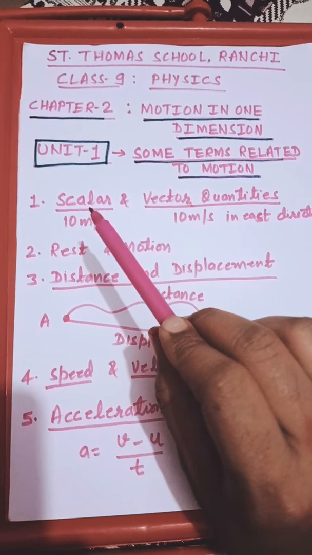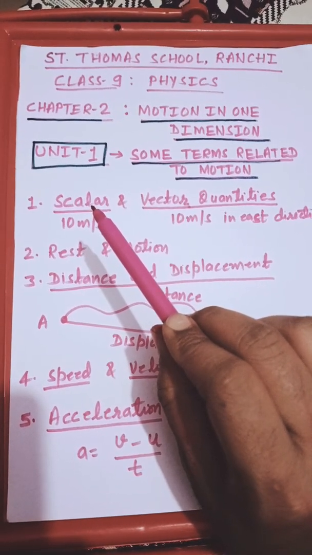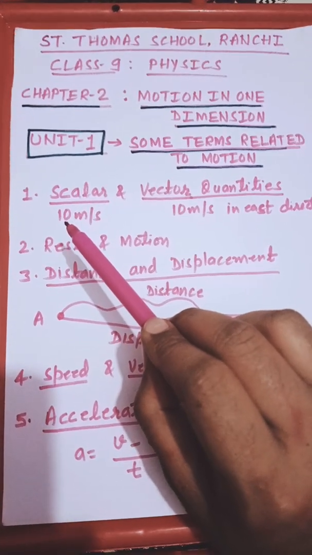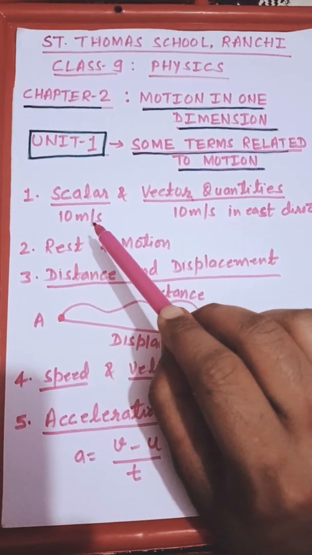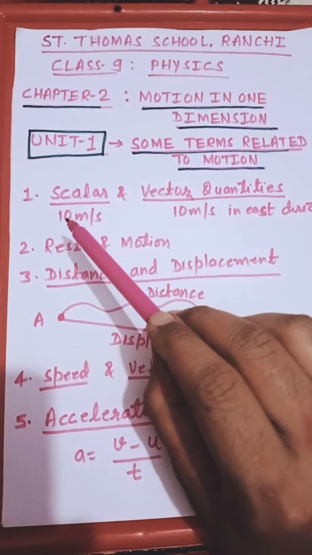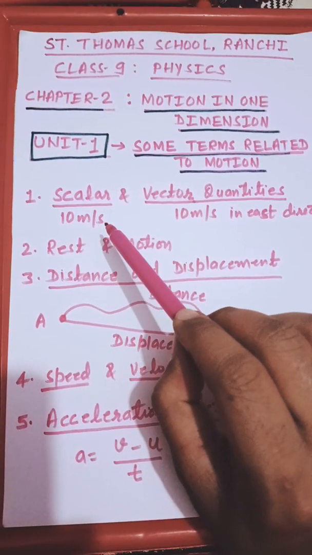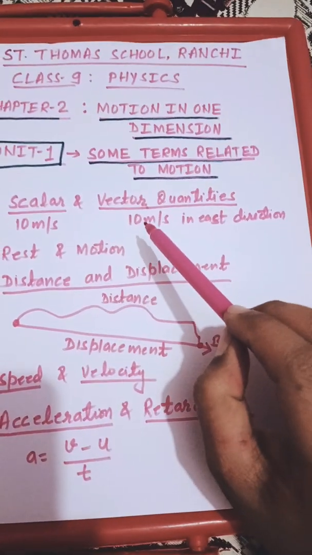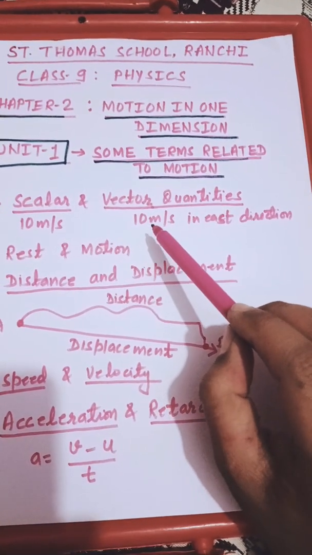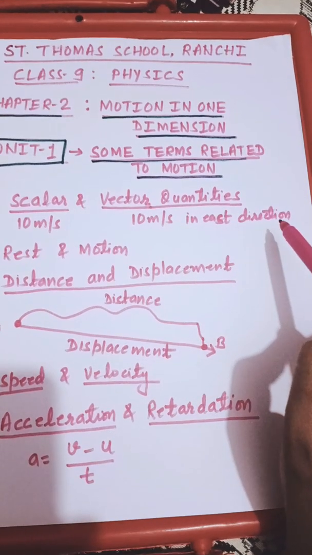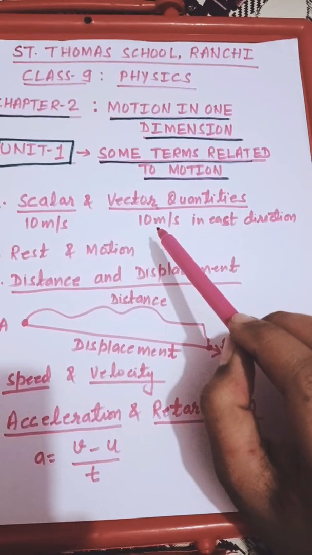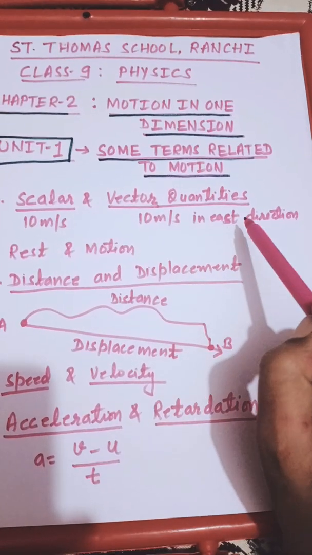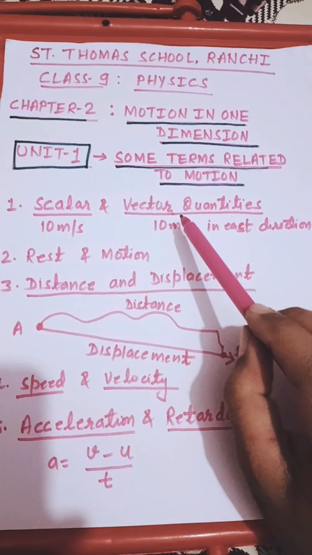So what is scalar quantities? It is a physical quantity which has only magnitude. For example, when an object is moving with 10 meter per second, it does not have any direction, it has only magnitude. But when we say an object or a body is moving with 10 meter per second in east direction, then in this example we have seen that it has magnitude as well as direction, then it becomes a vector quantity.